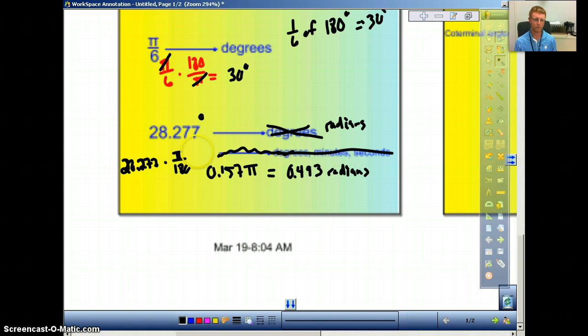And again, it is the same formula for each one of those. 180 over pi is multiplied when you're going to degrees, and pi over 180 when you're going to radians. But I want you to try to understand where that comes from, so if you ever forget, you can still logic your way through it.